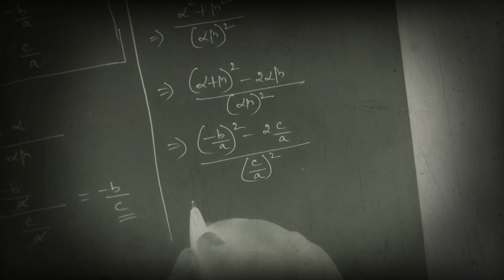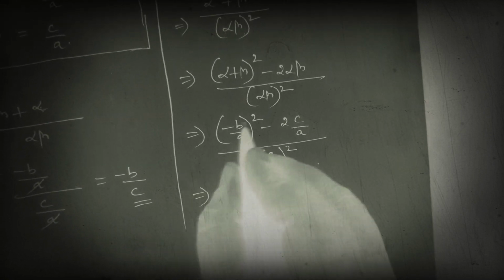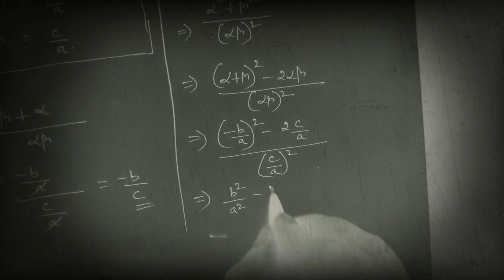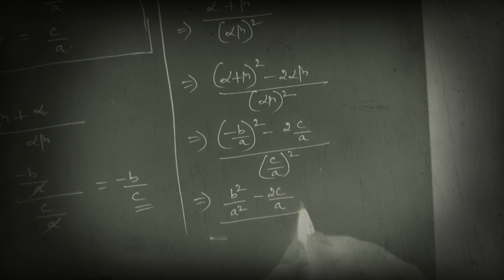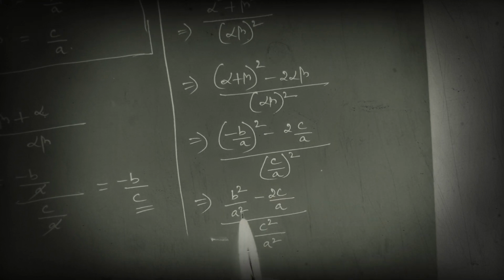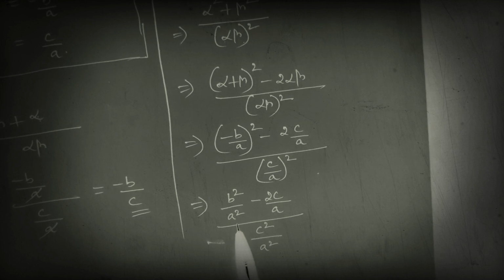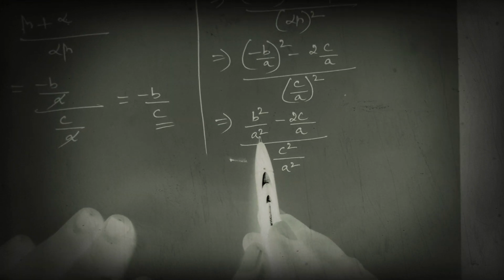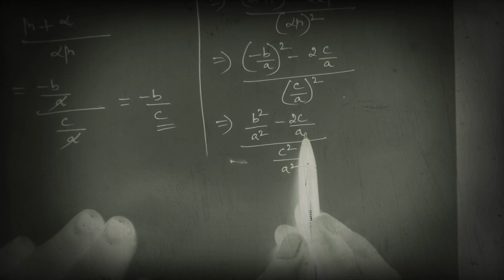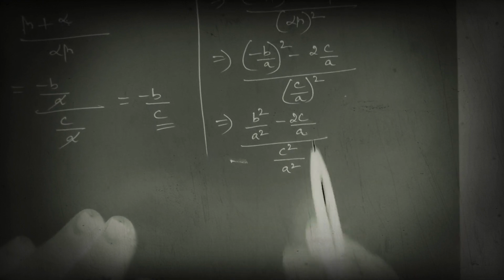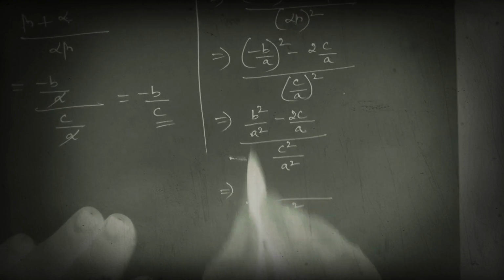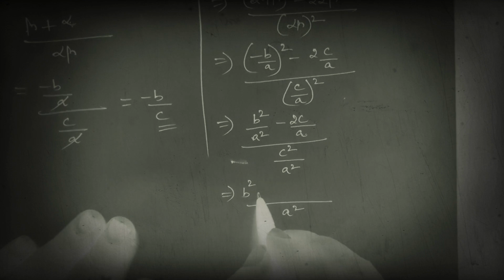Okay. So minus b by a whole square is b square by a square, minus 2c by a, by c by a whole square, which is c square by a square. Now in the numerator we can see the denominators are a square and a. So the LCM of a square and a is a square. So already here the denominator is a square, so the numerator you have to write as it is.